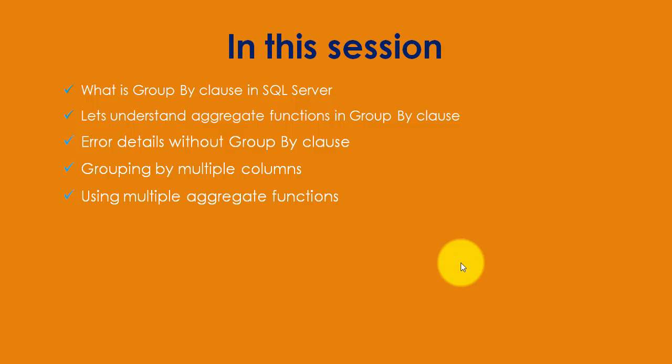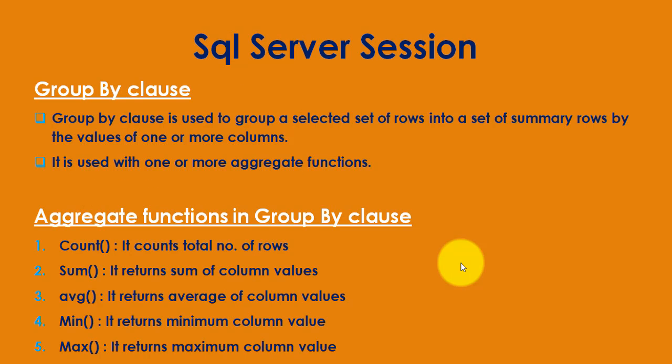So let's see what is the GROUP BY clause in SQL Server. The GROUP BY clause is used to group a selected set of rows into a set of summary rows by the values of one or more columns. It is used in conjunction with one or more aggregate functions. The aggregate functions are count, sum, average, minimum and maximum.